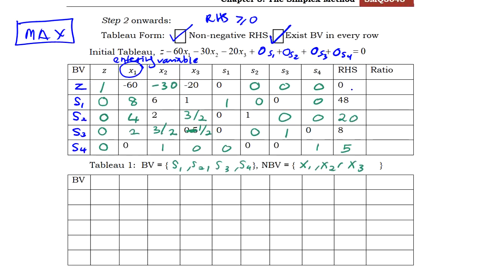Next, for the feasibility condition in step 4, we need to choose a leaving variable. For the leaving variable, we need to eliminate one of these BV. So we need to check the ratio by using a ratio test. So right hand side over the coefficient on this pivot column. So we call this the pivot column.